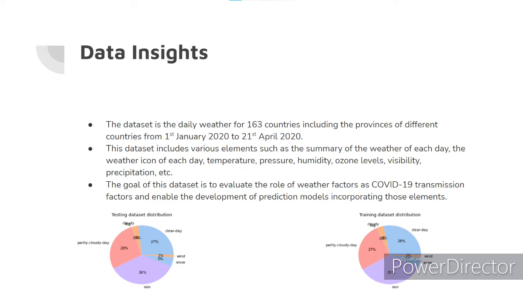The two graphs shown below show the distribution of 7 climate classes from the train and testing set of the dataset that we just mentioned. As shown in the figures, 36% of the dataset is distributed as rain, while 28% is distributed as partly cloudy day, and 27% as a clear day in both training and testing.